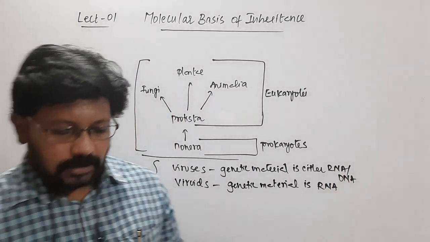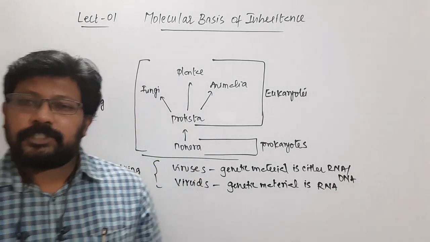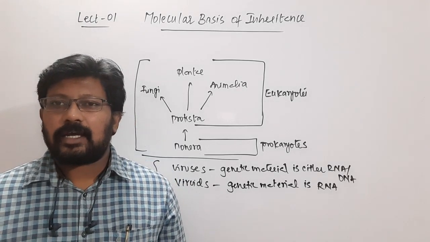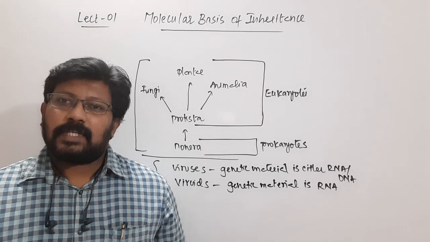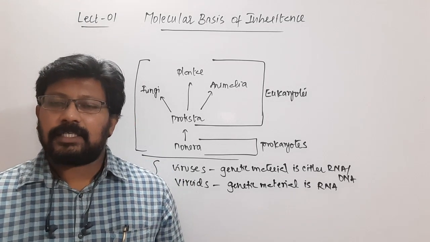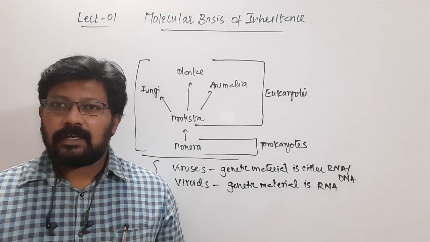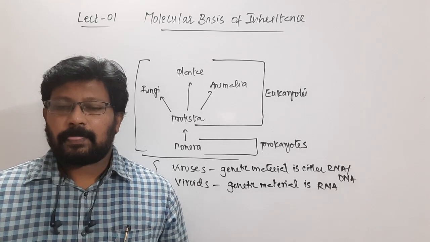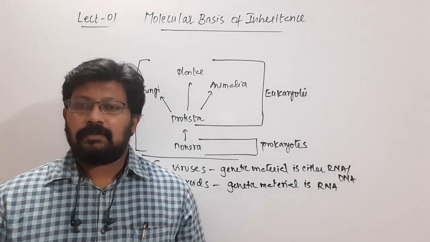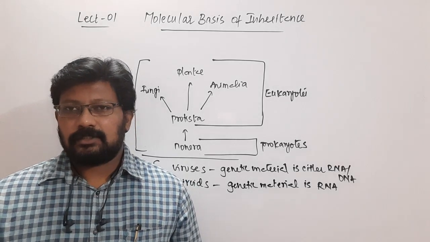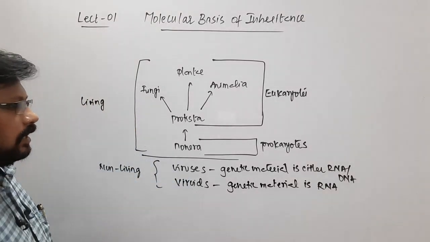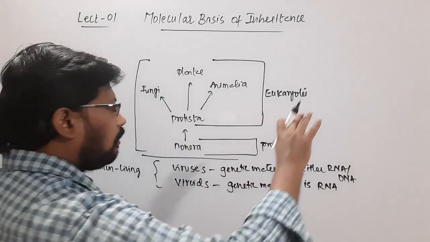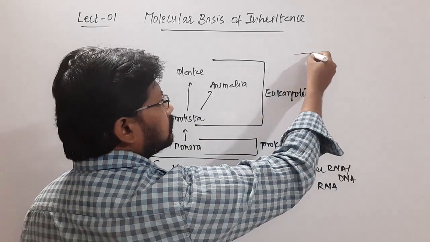And coming to viruses, in them the genetic material is either RNA or DNA, but not both. So I told you in previous sessions that no virus will have both RNA and DNA. So because of that, we classified viruses as DNA viruses in whom the genetic material will be DNA. And in case of RNA viruses, RNA will be the genetic material, right?